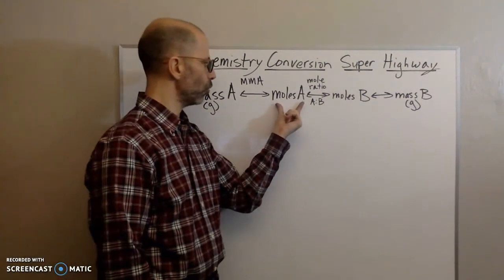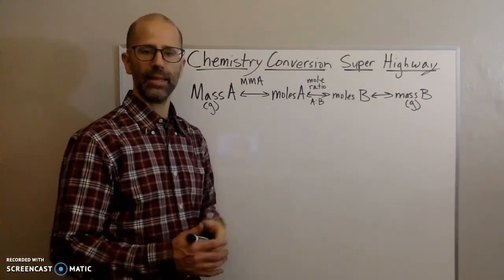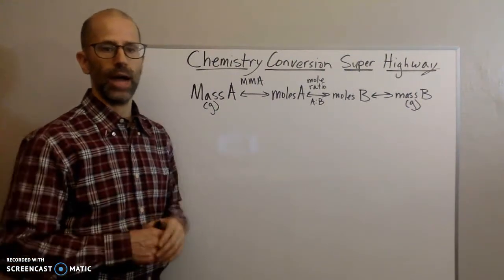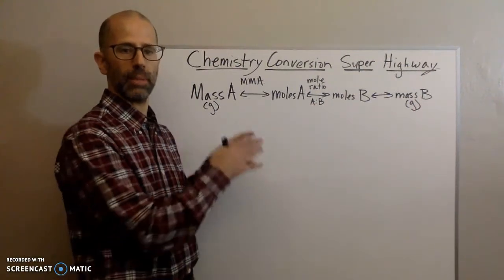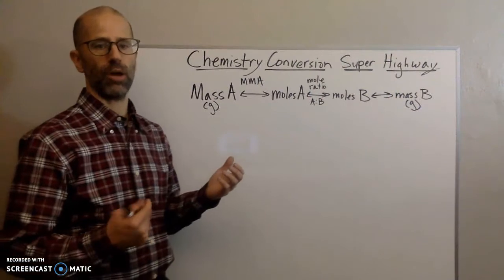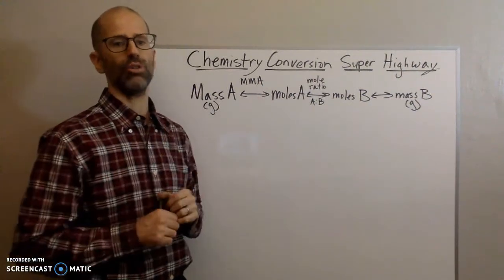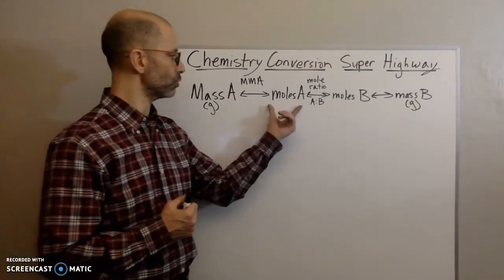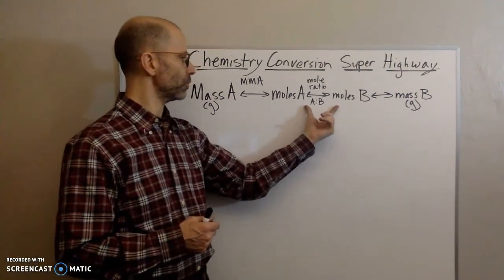And then to go from moles of A to moles of B, I need to have a mole ratio. And I can get that mole ratio from a couple of different places. I can get it from the formula, right? So I can get the mole ratio between the whole substance and maybe a part of the substance. I can also get a mole ratio from a balanced chemical equation. So if I know the coefficients and it's balanced, I can use the coefficients of the substances I am interested in to convert from moles of that substance to moles of the other substance, right? So I need some sort of mole ratio.